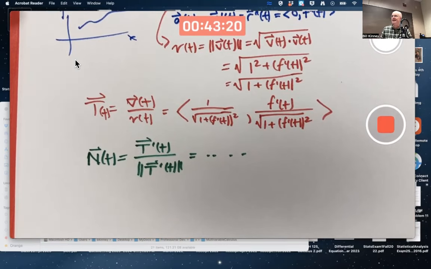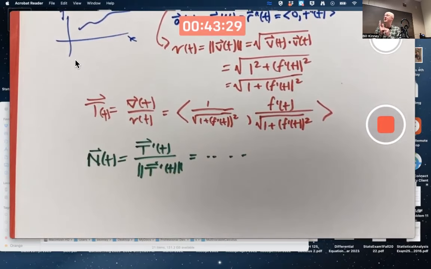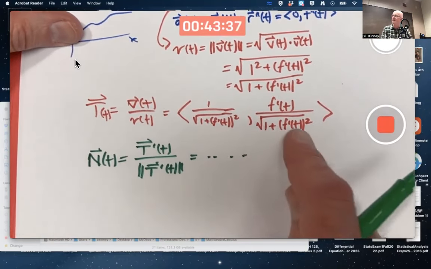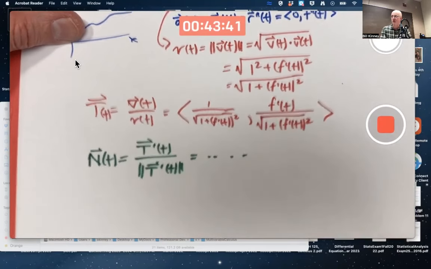There's a trick when you have a two-dimensional problem. This was also in the book. When you have a two-dimensional problem, you know T and N are orthogonal to each other. Their dot product is 0, and they are both unit vectors. And so what you can do in 2 dimensions is you can swap the coordinates and put a negative sign in front of the appropriate one based on a picture.